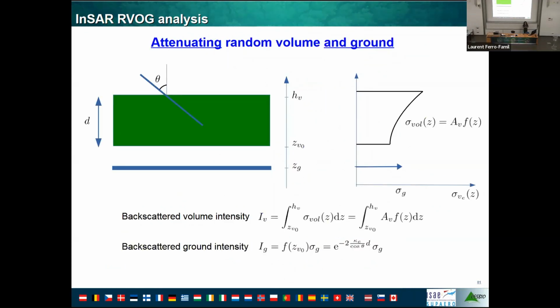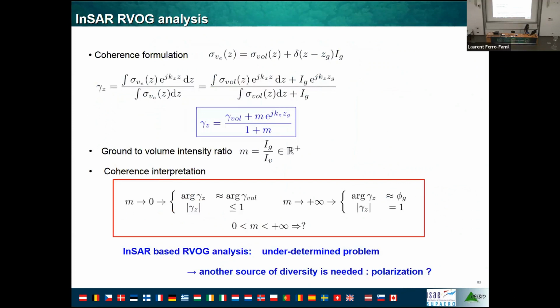And of course, we never see flying volumes. When there is a volume, it means there is something below. And then we have the sum of two contributions. We have the contribution of the ground, which is an exponential, and we have a contribution of the overlying volume, which is something like a sinc. When we merge these two pieces of information, we get to this expression here, where you have M. M is called the ground-to-volume intensity ratio. It is the ratio of the intensity backscattered by the ground and the one backscattered by the volume.